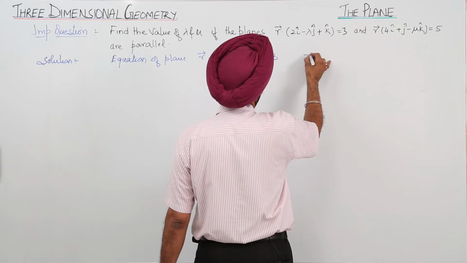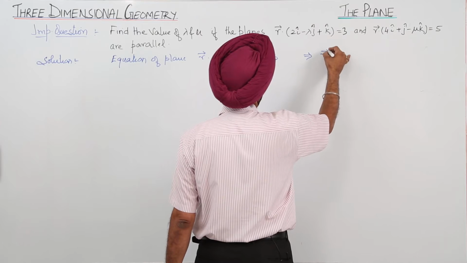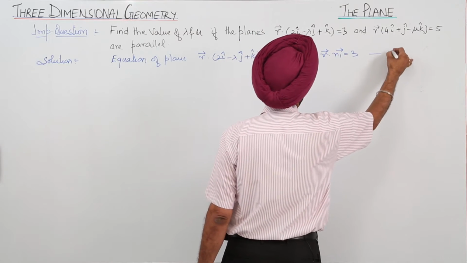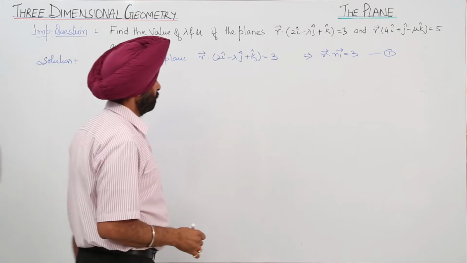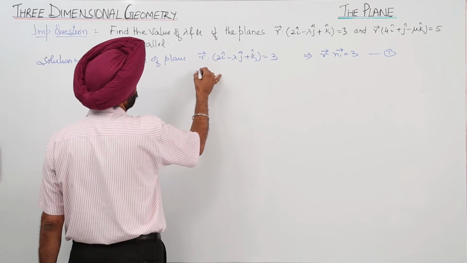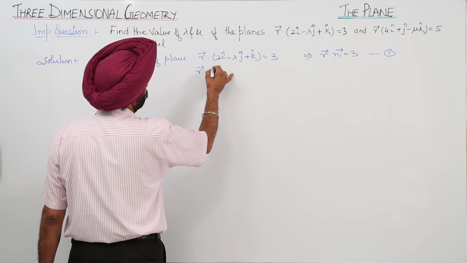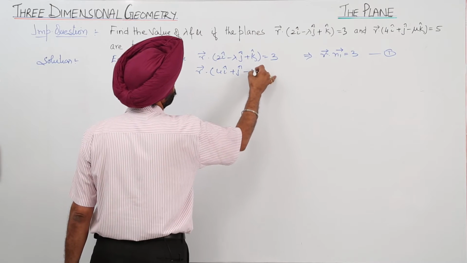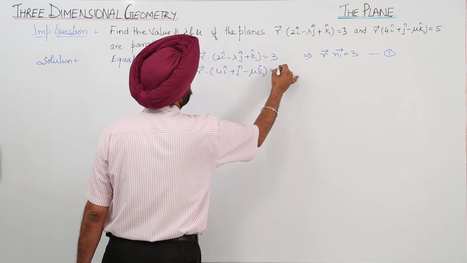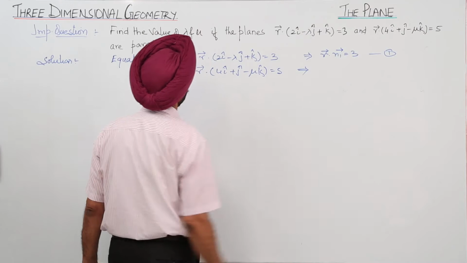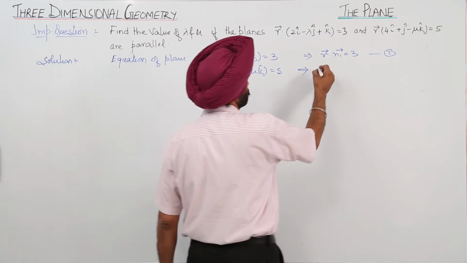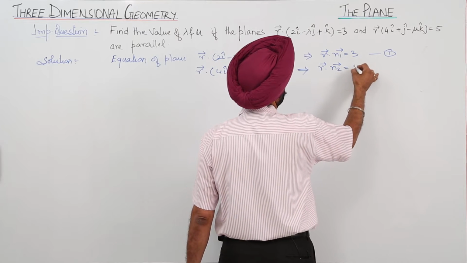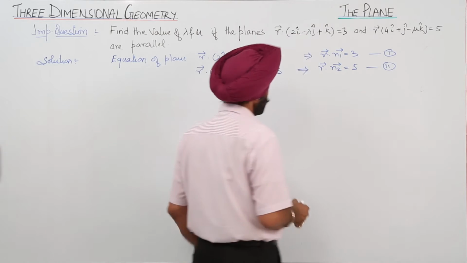or this we can write as vector r dot vector n1 is equal to 3, number 1, and vector r dot (4 i cap plus j cap minus mu k cap) is equal to 5, or this can be written as vector r dot vector n2 is equal to 5, number 2.